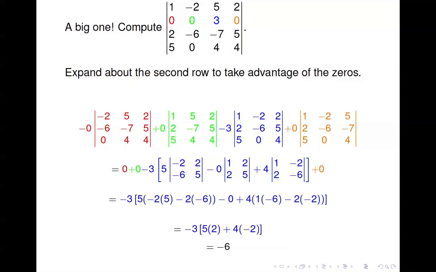Now, just stop for a minute here and think about how much more work would have been required if we didn't have any zeros in this matrix. You know, what we did with the blue part, we would have had to do that for the red and the green and the orange. So this turns into significant work fairly quickly.